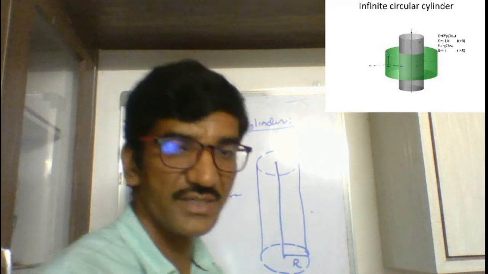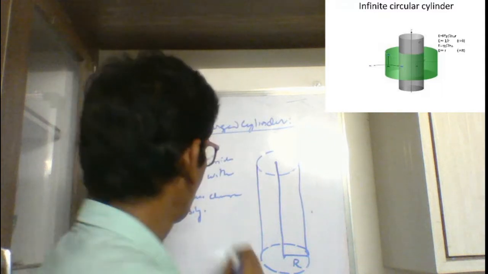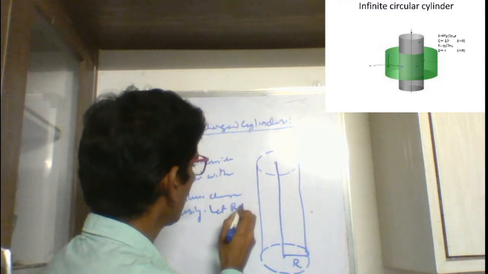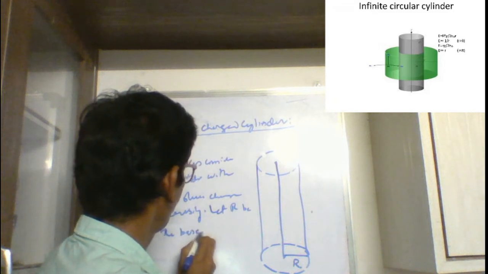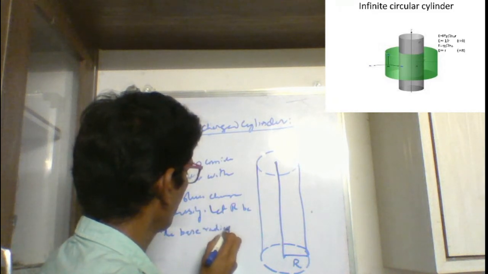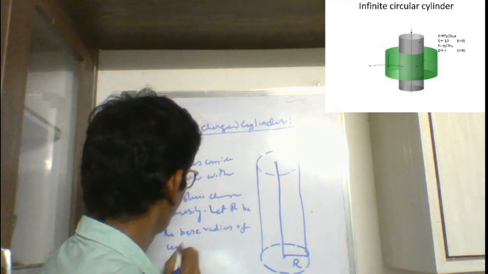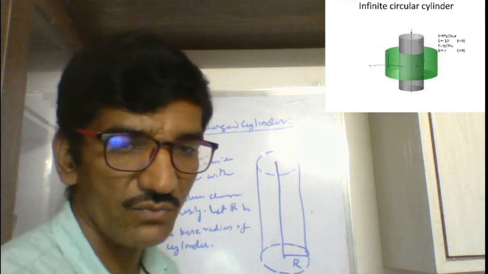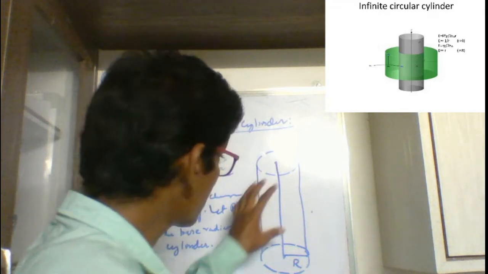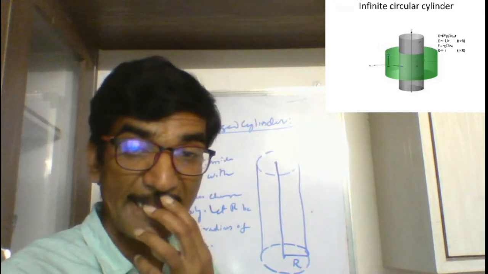What will be the base radius? Let us assume that R is the base radius of the cylinder. Now we have formulated the problem. This is a real object.